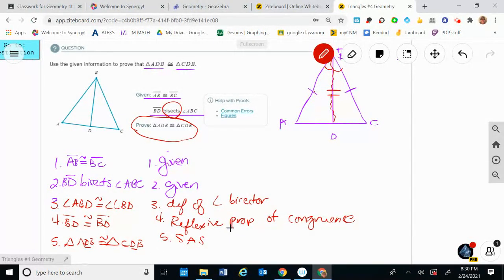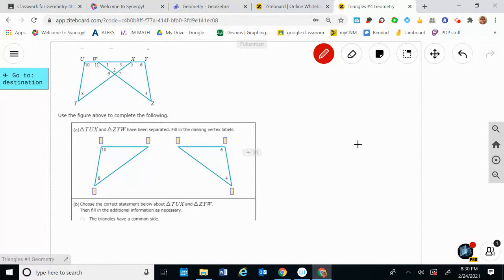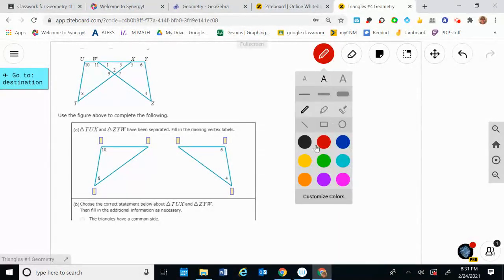SAS. Okay, so you get the idea. They're going to give you some clues. You've got to mark it up, and then you should have enough information to finish the proof. All right, this is not about proving. This is about being able to see things, okay? And sometimes it's hard to see the triangles in the picture. Some kids are better at it than others. Can't tell you why. It is what it is.